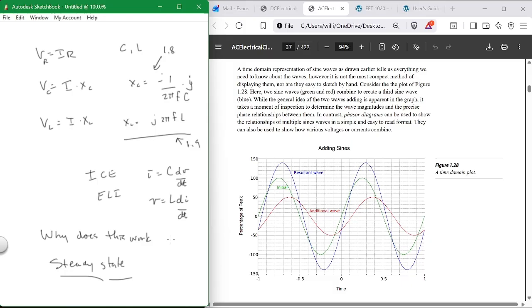So we can get away with this. We can get away with, these are second order differential equations. But as long as they're sine waves, and as long as we ignore the initial conditions, we can find the long-term value of these. And why is this important?